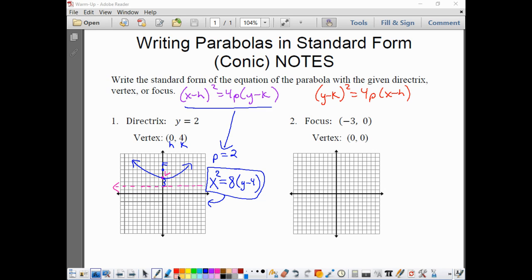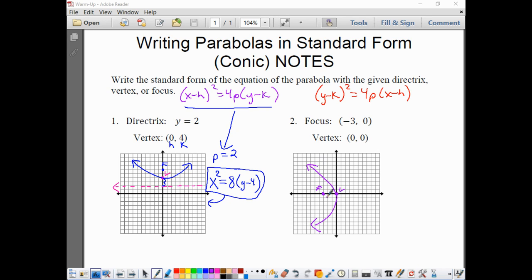The next one: the focus is at (−3, 0). Let's plot that, and put a little f next to it for focus. The vertex is at (0, 0). Which way is this going to be opening? Well, it always wraps around the focus. I know it's not an accurate sketch, but that's okay for these problems. I know it's going around the focus point, so that is going to be going to the left.